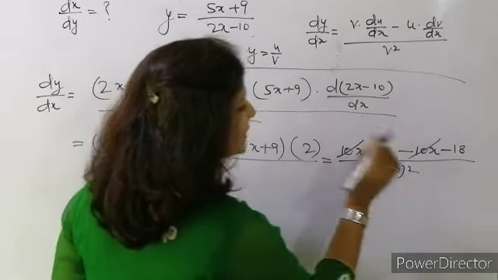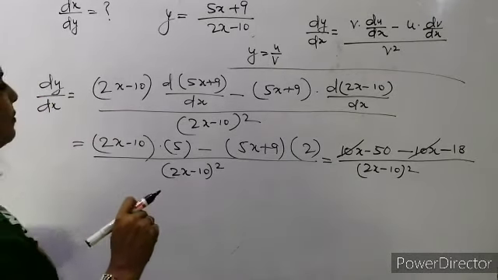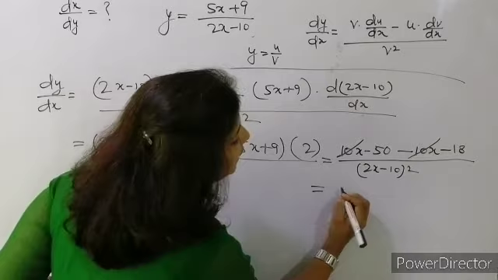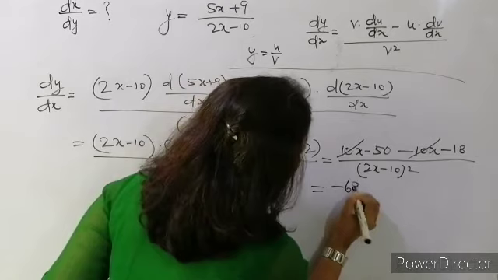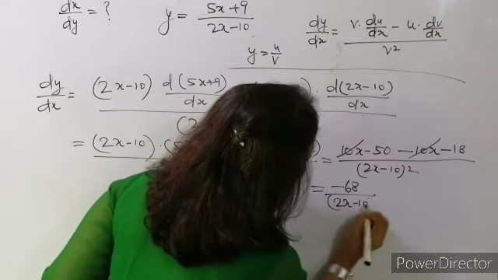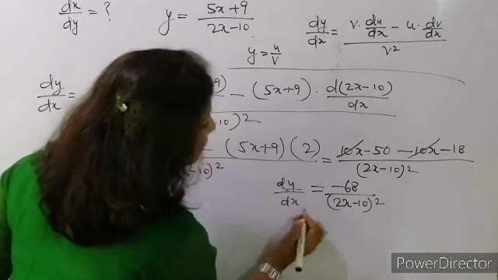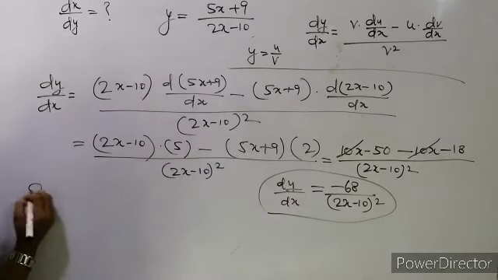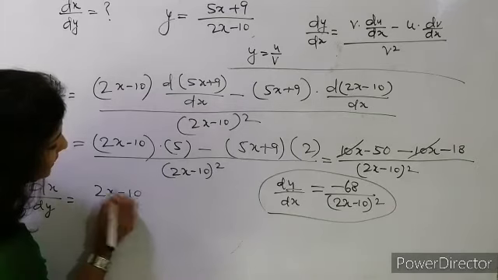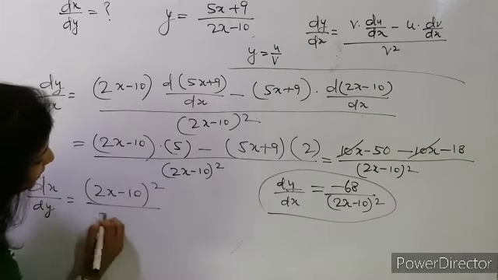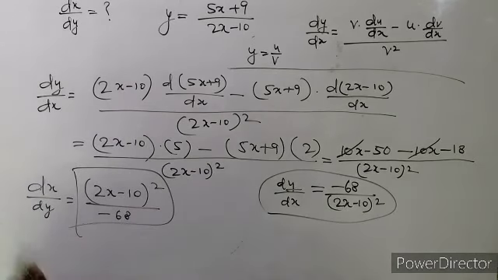Okay, 10x cancels. Now minus 50 and minus 18 will be equal to minus 68, divided by (2x minus 10) whole square. Okay, now this is the value of dy upon dx, and we have to find out the value of dx upon dy. So dx upon dy will be equal to (2x minus 10) whole square divided by minus 68. Okay, so this will be the value of dx upon dy.